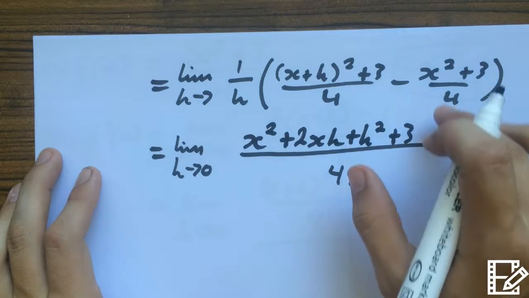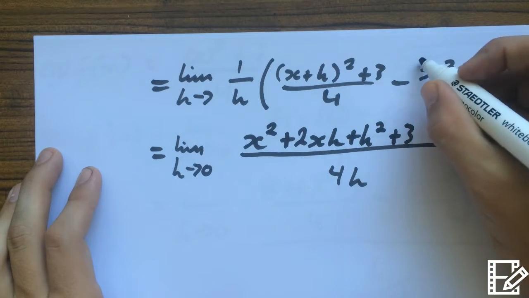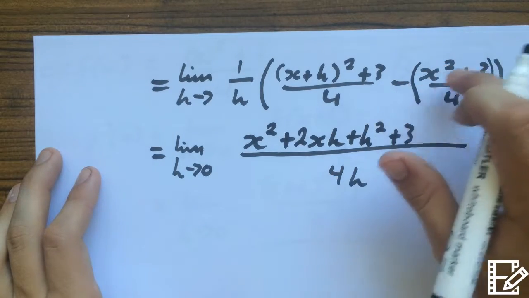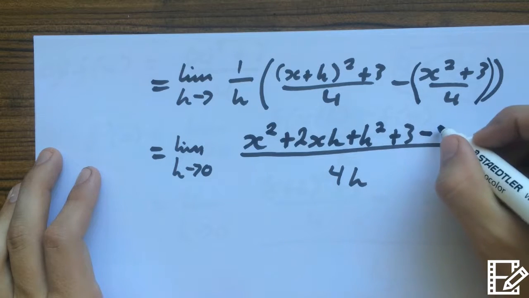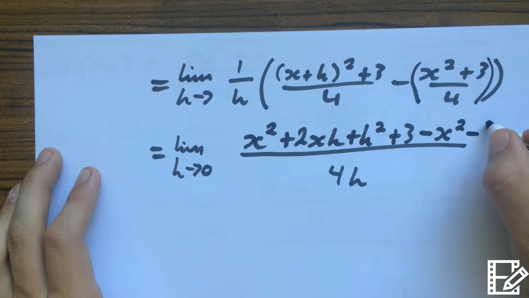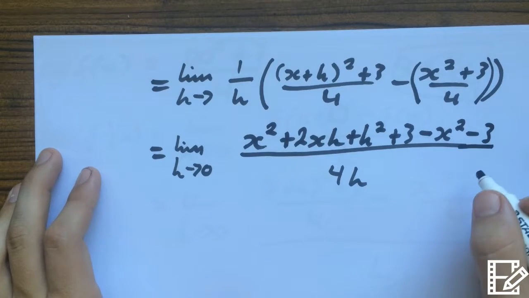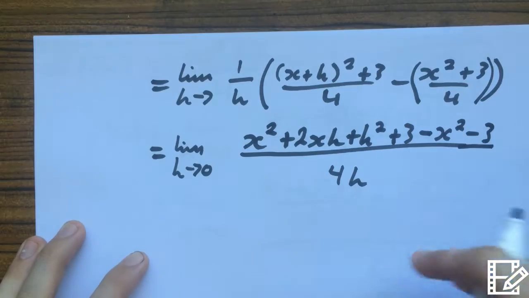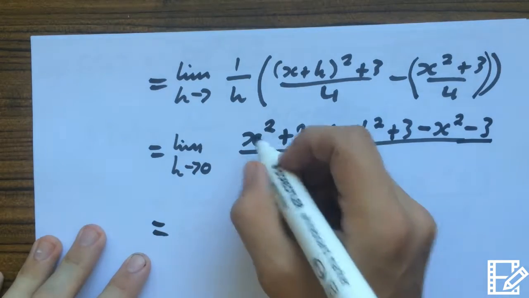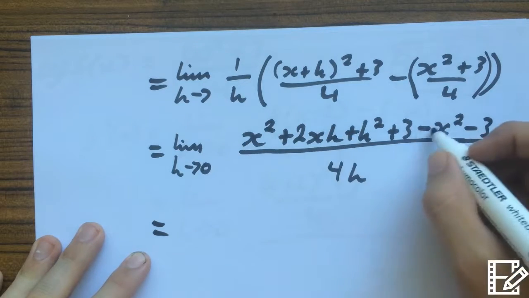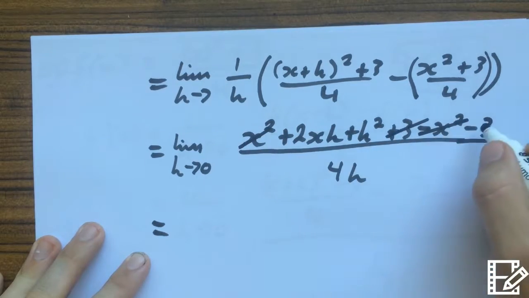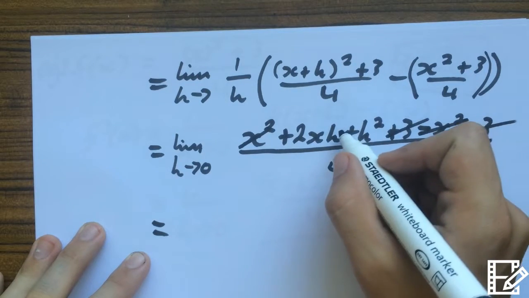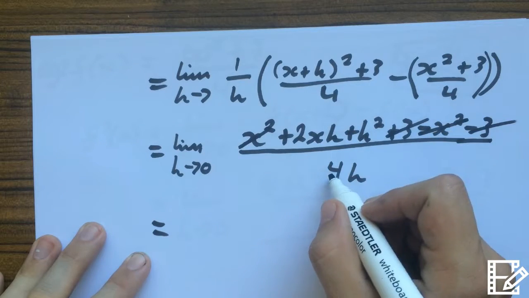And now, here's where the minus of this bit comes in. Because it's minus that, we would multiply the minus to the x squared and to the 3. So we have minus x squared, and we'd also have minus 3, because we're subtracting this from that. So if we do some eliminating, we've got an x squared minus x squared. We've got a 3 minus a 3. And what we're left with is 2xh plus h squared, all on 4h.